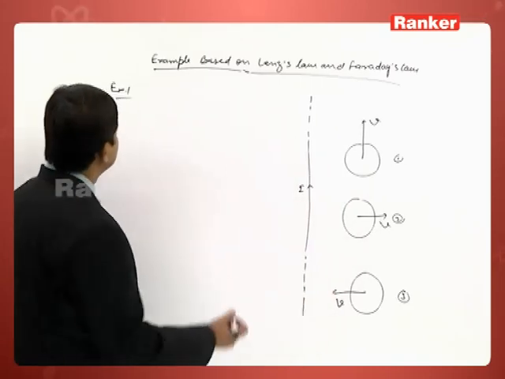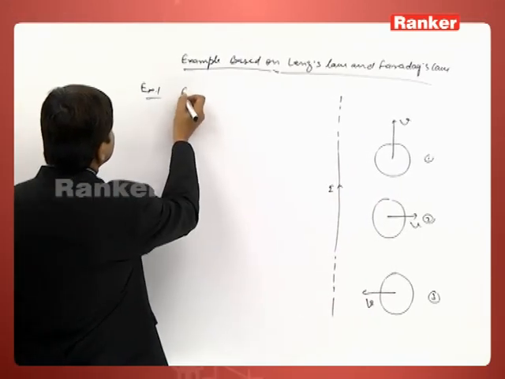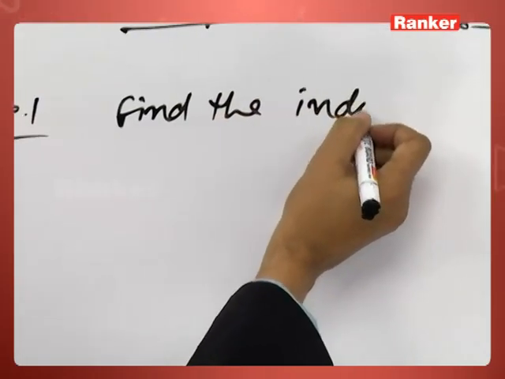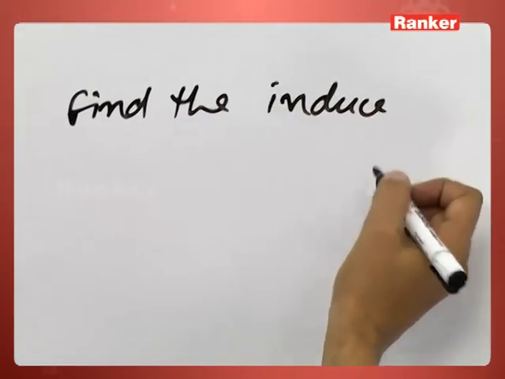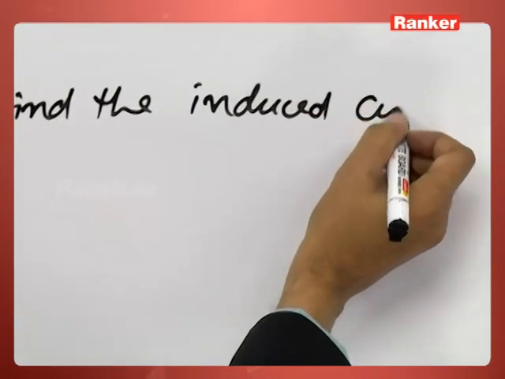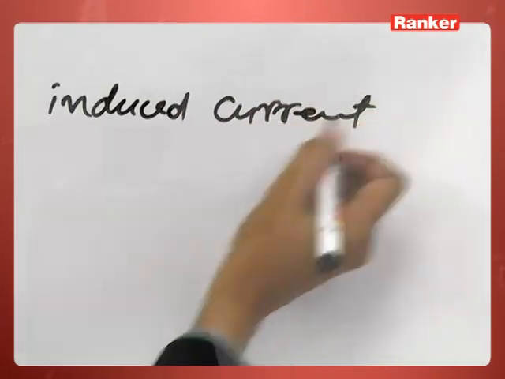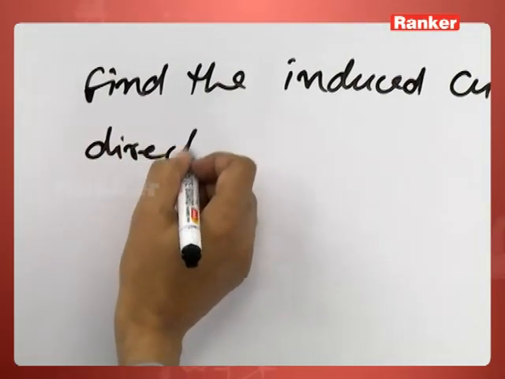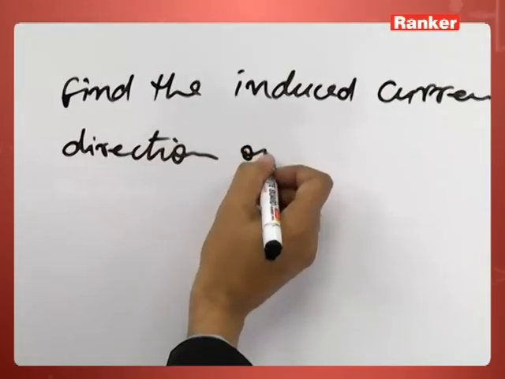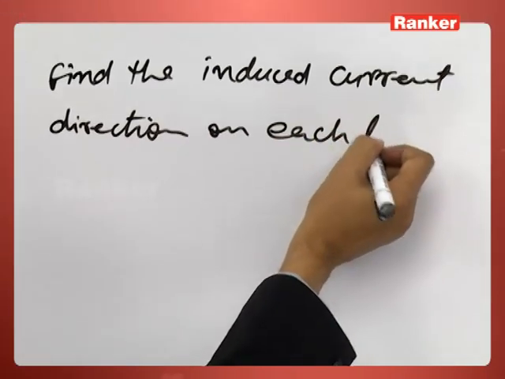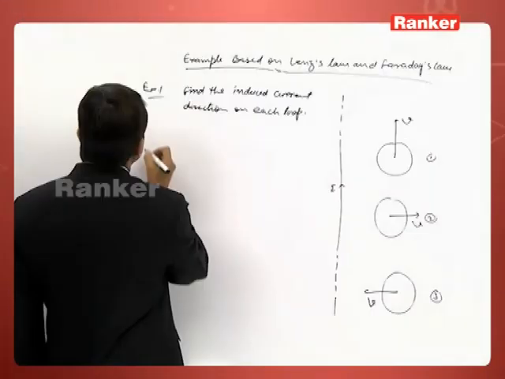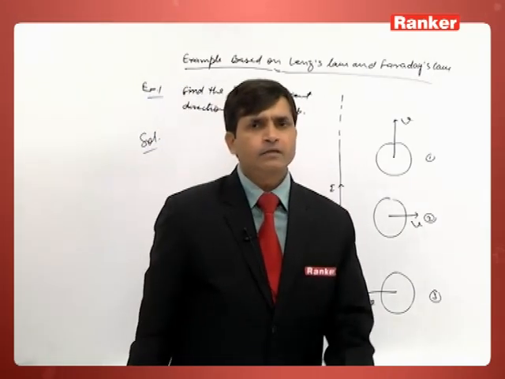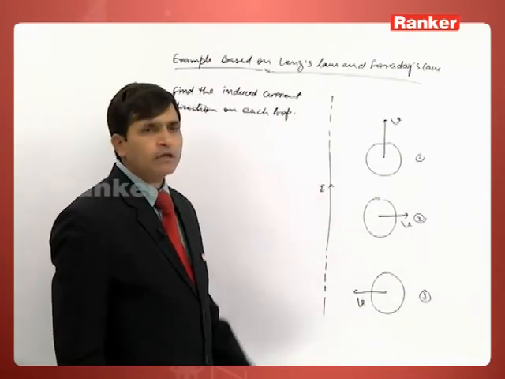Now, find the induced current direction on each loop. This is the question here. Very basic question related to your Lenz law.